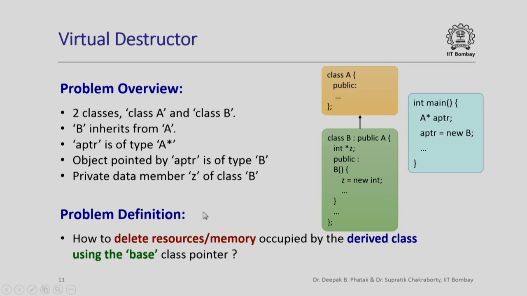So the problem that we have is, how do we delete resources or memory which is allocated inside the derived class but using a pointer to the base class, just like we have here. APTR is a pointer to the base class. I have assigned to APTR the address of a newly allocated object of the derived class, and I want to use delete APTR, but I also want to free up the space that was allocated in an object of the derived class, which is really what APTR was pointing to when I have delete APTR over here.